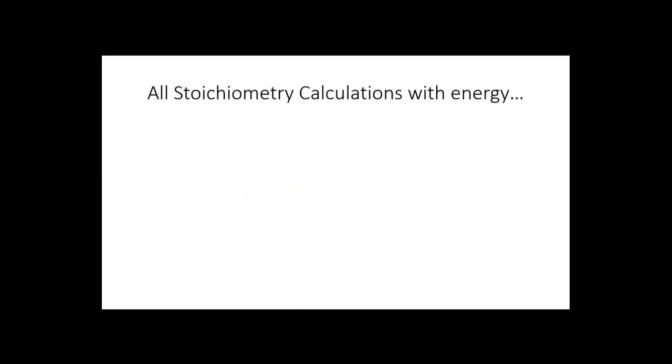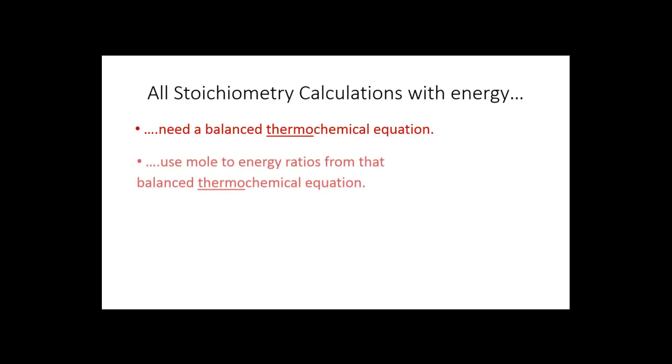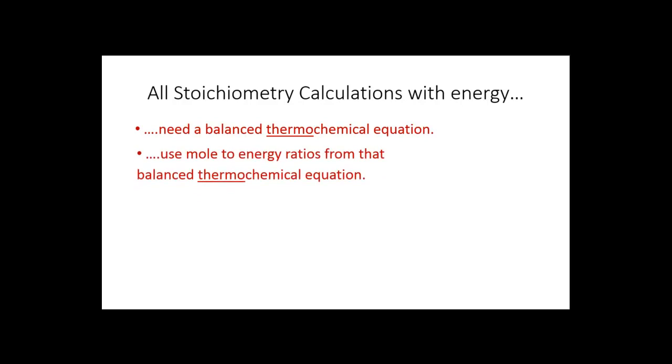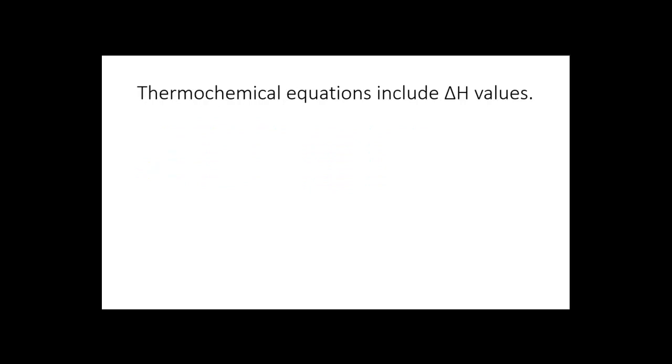This is Mr. Cochrane here to talk about stoichiometry calculations involving energy and chemical reactions. All stoichiometry calculations with energy need a balanced thermochemical equation, and they use mole to energy ratios from that balanced thermochemical equation. Thermochemical equations include delta H values.